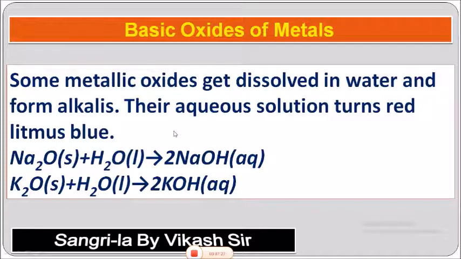As you know, the characteristic of litmus paper: in aqueous basic solution, red litmus paper changes color to blue, and in acidic solution, blue litmus paper turns red. So sodium oxide plus water gives sodium hydroxide, and potassium oxide plus water gives potassium hydroxide. These are basic in nature. That's why their aqueous solution turns red litmus paper into blue color.